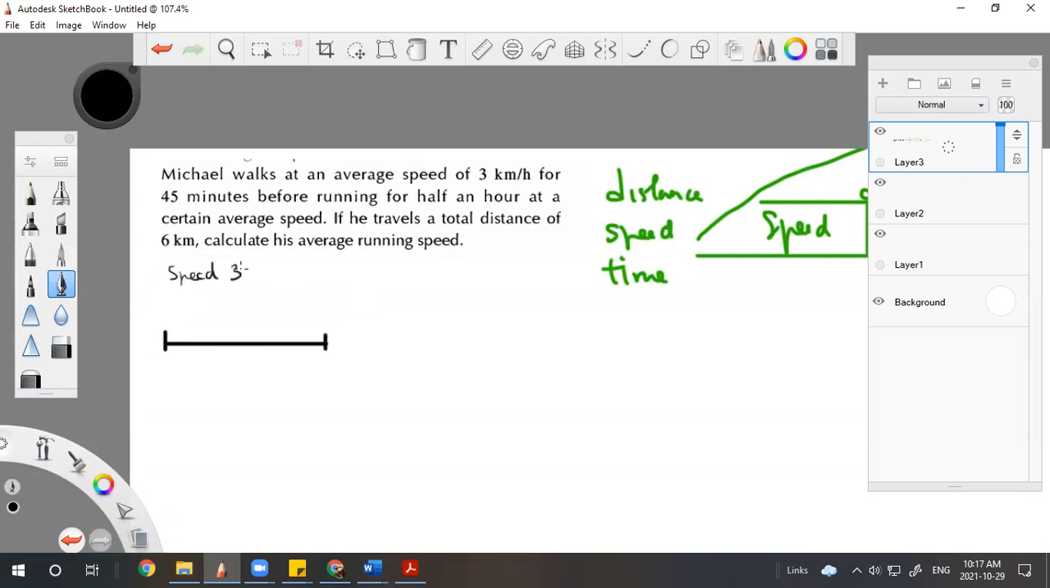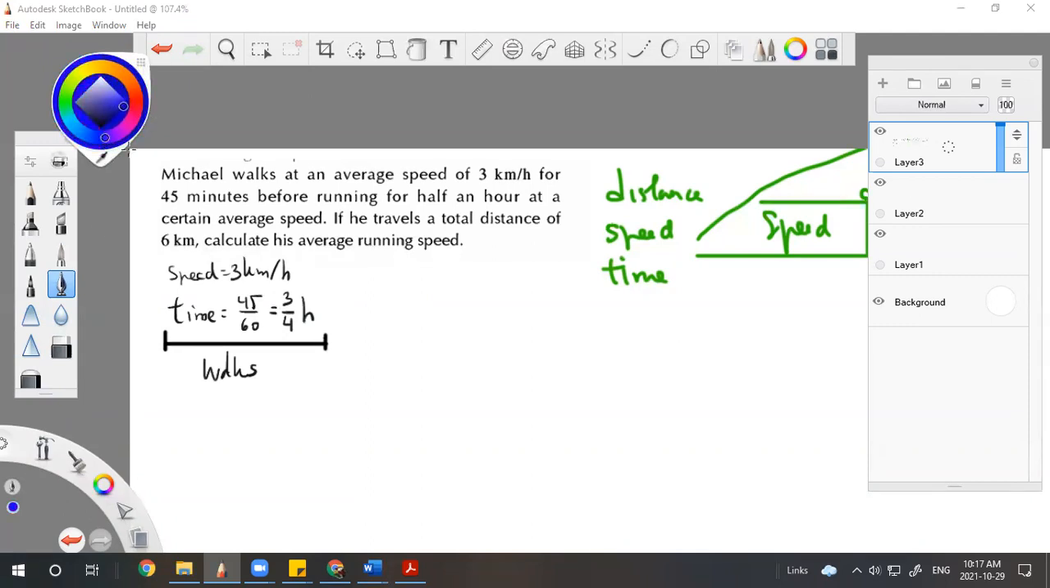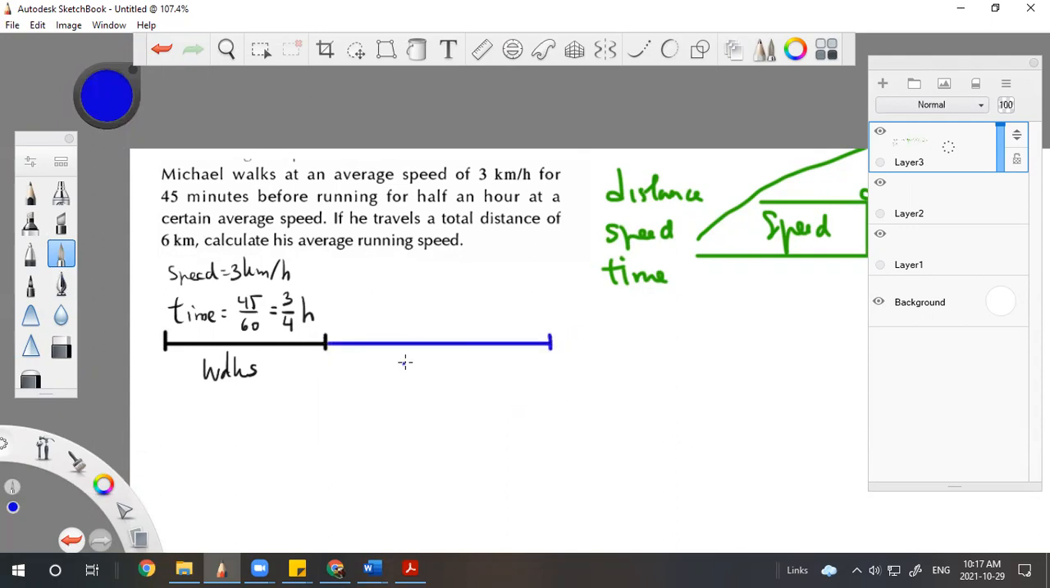Speed is 3 km/h, and the time taken for the first journey is what, 45 over 60 hours, or you can simplify 3 over 4 hours, right? And before running half an hour, so this is the first, ini walks. And nextnya dia ngapain? Lari. Wah, udah mulai panas nih, udah pemanasan ya, warming up dan lari, ya, run. Okay, how long? Berapa lama? Half an hour. Time is 1 over 2 hours.